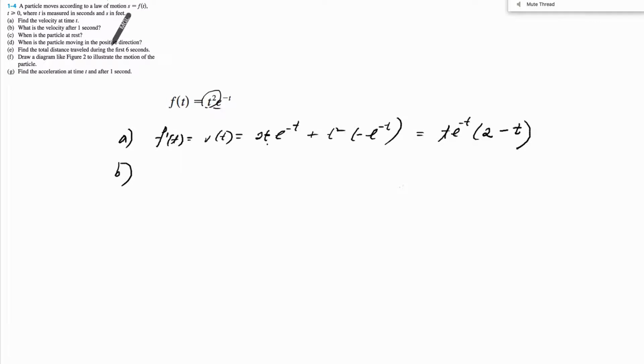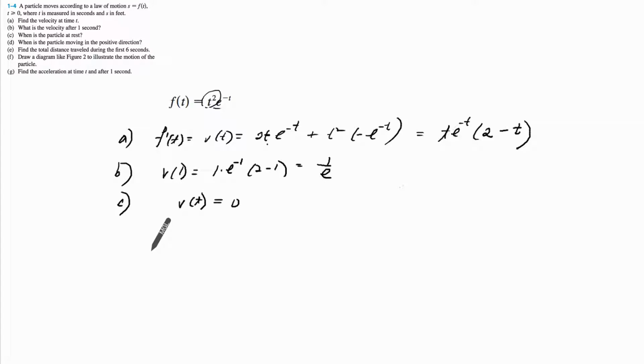So what is the velocity after 1 second? We're just replacing t with 1 here, and we get 1 over e. C, when is a particle at rest? So that's the same as when, for what time is v at t equal to 0?